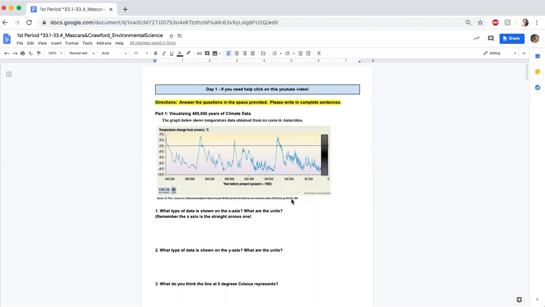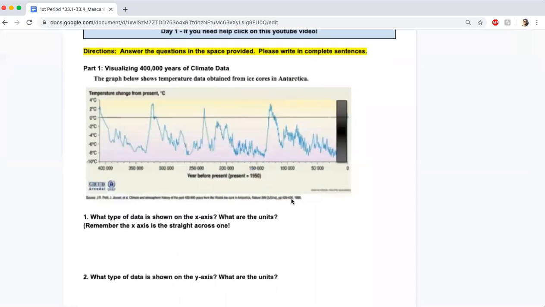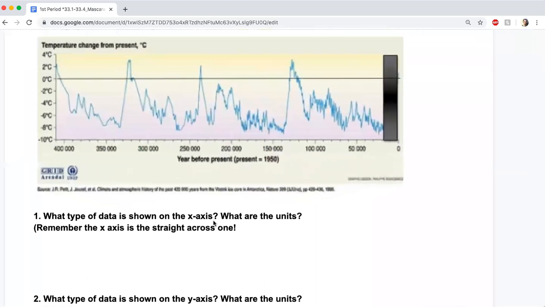So we are looking at first period today, day one. We're going to look at this graph first right here. First question says, what type of data is shown on the x-axis? X-axis, what are the units? So we're going to scroll right in.